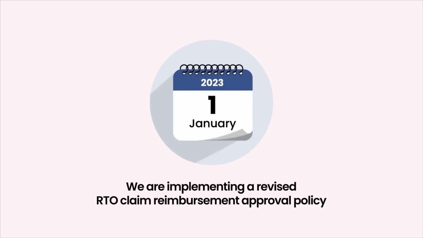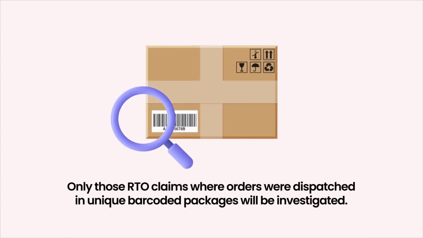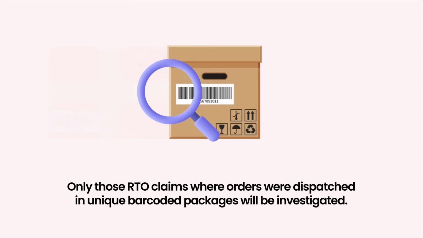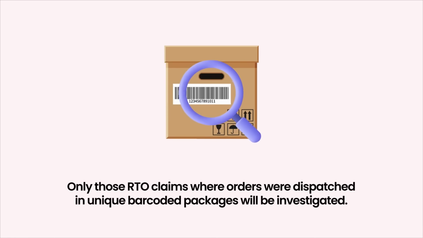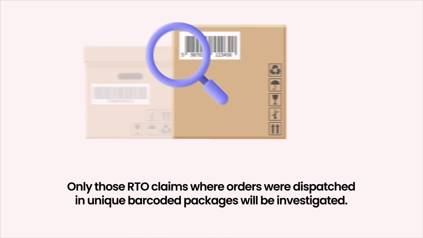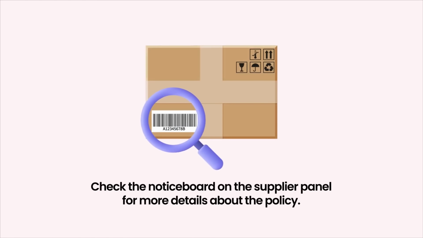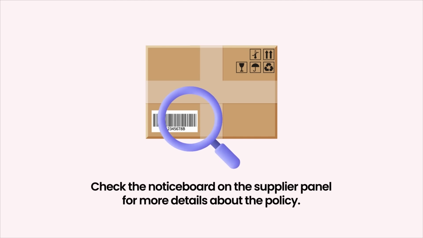We are implementing a revised RTO claim reimbursement approval policy. With this policy, only those RTO claims where orders were dispatched in unique barcoded packages will be investigated. The packages must have been bought from Meesho recommended vendors only. Check the notice board on the supplier panel for more details about the policy.